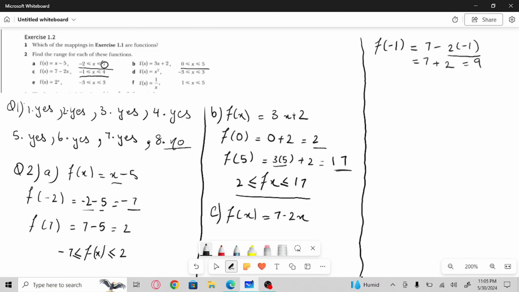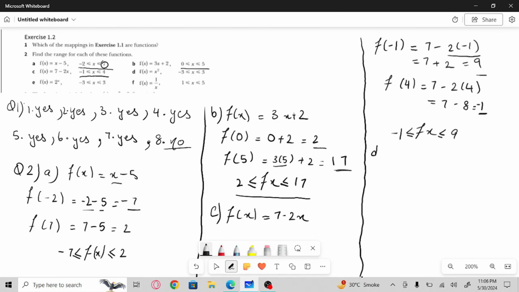So that will give us 9. Again, if we just input the value of 4 instead of x, we'll get 7 minus 2 multiplied by 4, which is equal to 7 minus 8, which is equal to 1. In fact, -1. So now again, if we compare which of these values is the lower value, you see that -1 is the lower value and 9 is the higher value. So again, f(x) is greater than or equal to -1, but it is lower than or equal to 9.